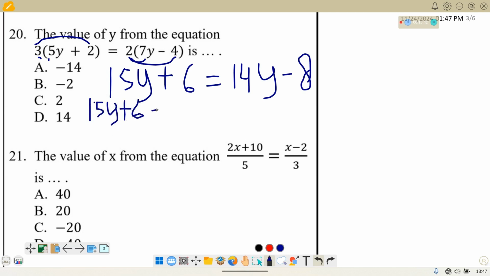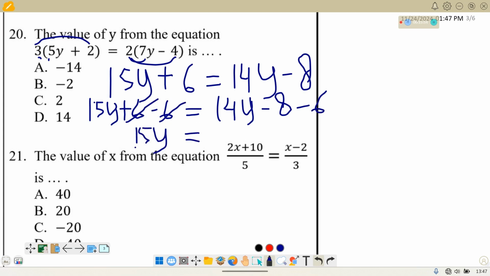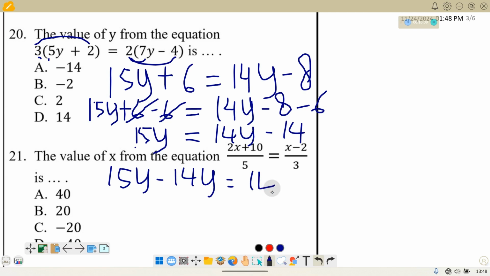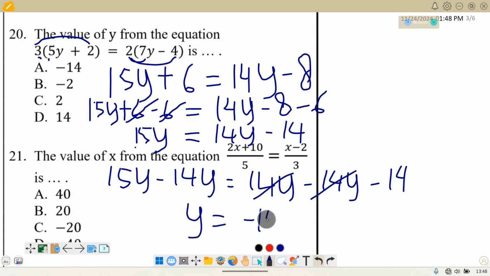15y plus 6 minus 6 equals 14y minus 8 minus 6. Then we cancel this one. The remaining is 15y equals 14y minus 14. Then we're going to cancel 14y. So 15y minus 14y equals 14y minus 14y minus 14. So this is 15 minus 14 equals to y equals negative 14. So the answer is A.